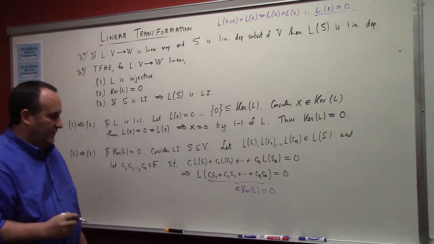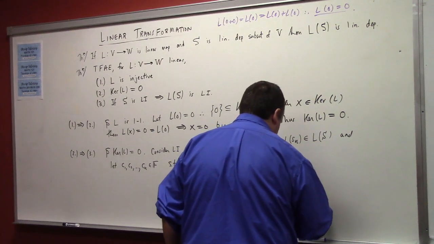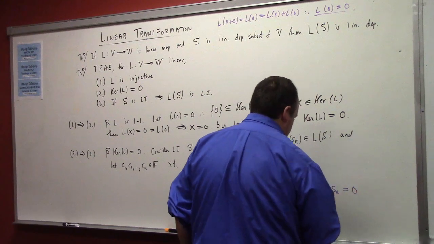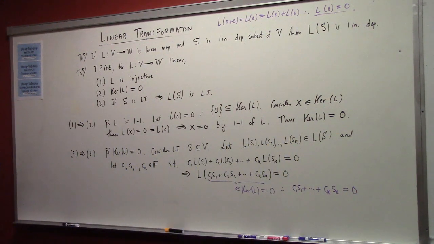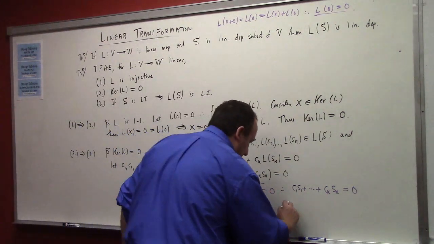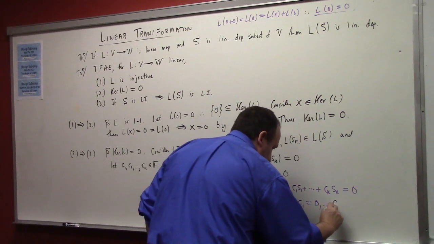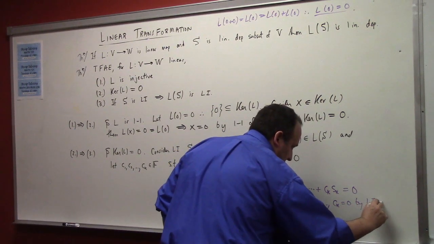Right? So therefore, C1S1 plus ... plus CKSK is equal to 0. But hey, what did we assume about S? We assumed S was linearly independent, right? So logically then it follows that the coefficients are then 0 by the linear independence of S. So that implies then that C1 equals 0, all the way down, by linear independence of S.